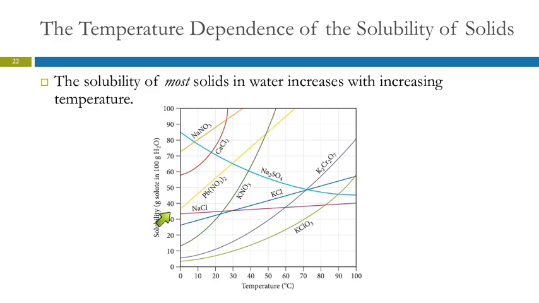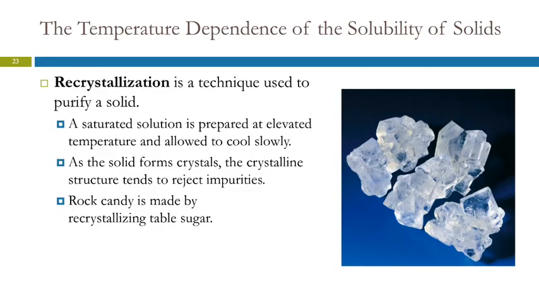Lead nitrate has a large temperature dependence. That one's also linear. This one's linear. But some of them are curved, like potassium nitrate, potassium dichromate, potassium chlorate. And sodium sulfate is weird because when you heat it up, it becomes less soluble. Somebody always has to buck the trend.